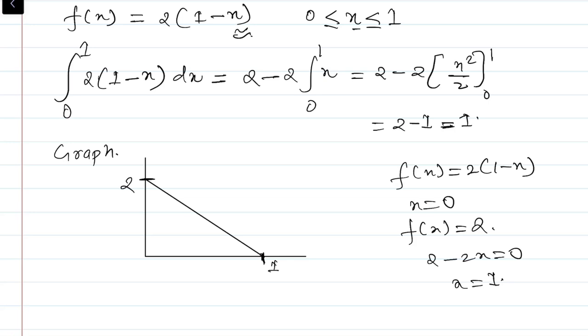All right, now we can find the area of this triangle. The area of a triangle is simply 1/2 times base times height, right? So the base is 1 and the height is 2, right? So this is 1. Now we can see that the area of this triangle is 1, which means the function is a valid PDF. All right.